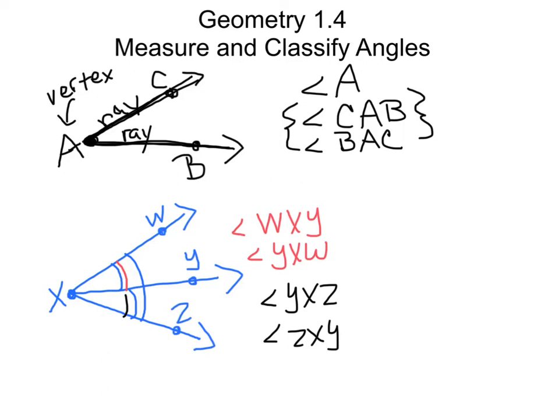If we want to look at the big angle, this whole thing right here, then we can call that angle WXZ, or we can call it angle ZXW. I want you to notice the common thing in each one of these angles. X is the vertex angle for every single one of these, and X is in the middle when you name these. The vertex letter has to go in the middle.